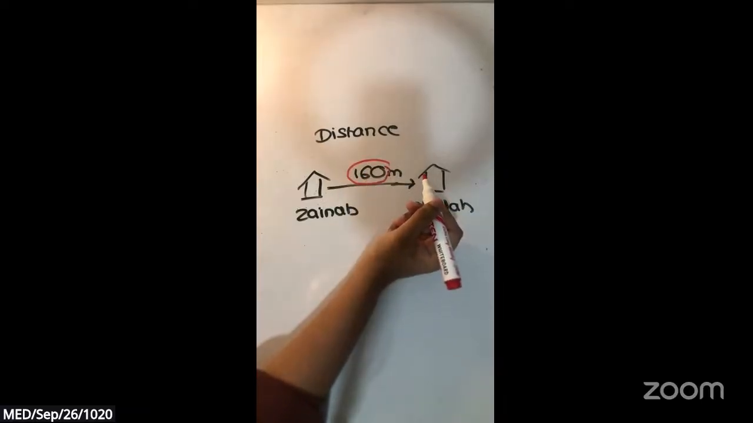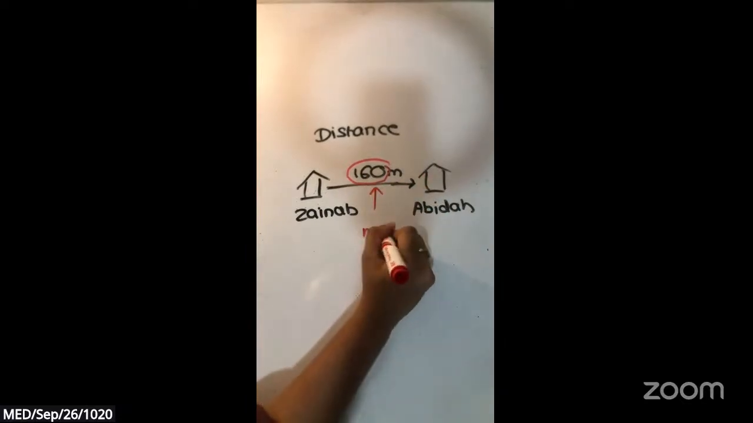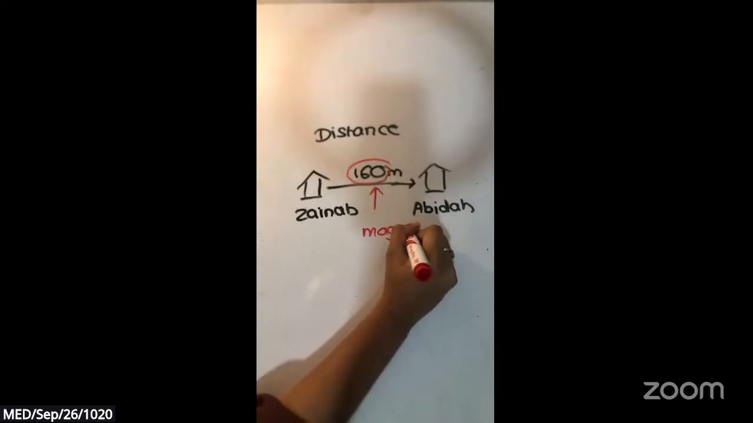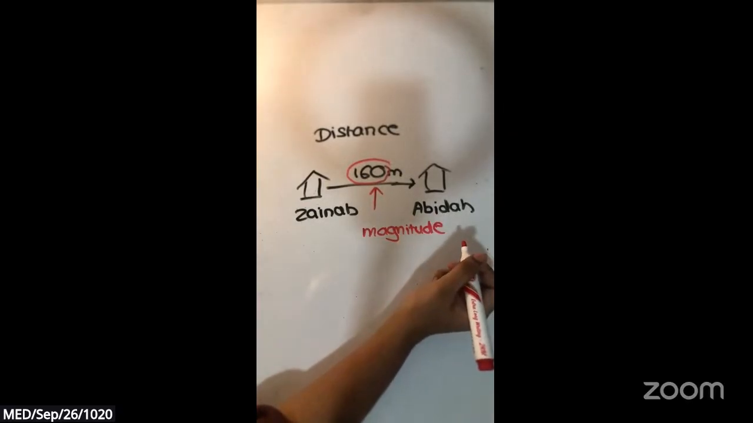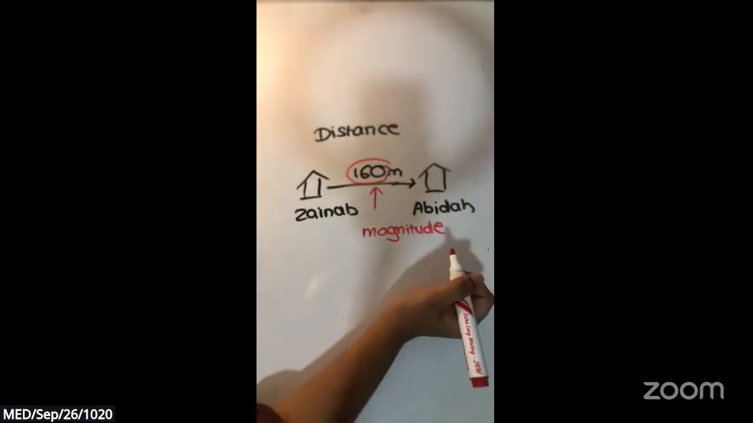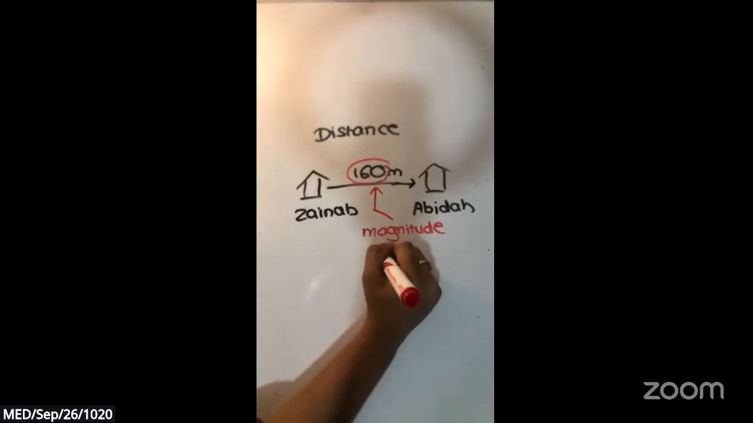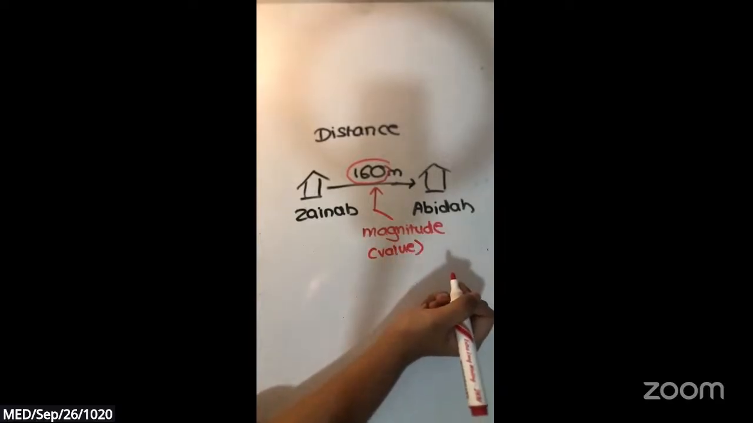It has a number or a value, right? That's what you mean by magnitude. Some of you know something has a magnitude, something has a direction. You all know that perfectly, but you don't know what magnitude is, right? Magnitude means a value, a number, or something that you can properly define.